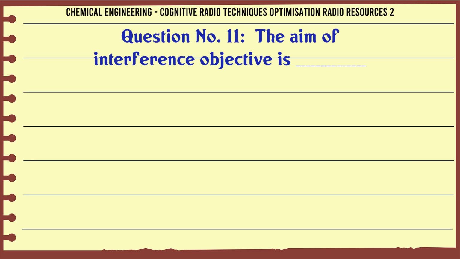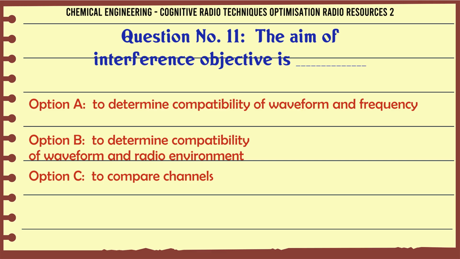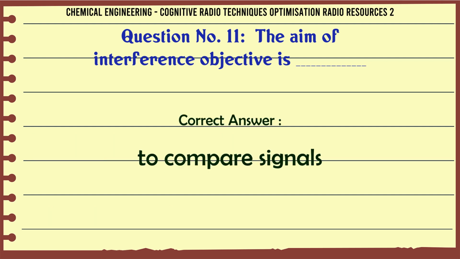The aim of interference objective is A. To determine compatibility of waveform and frequency. B. To determine compatibility of waveform and radio environment. C. To compare channels. D. To compare signals. The correct answer is to compare signals.